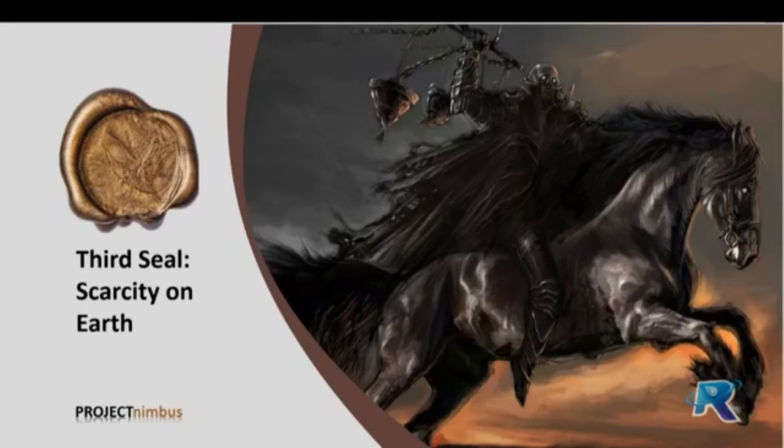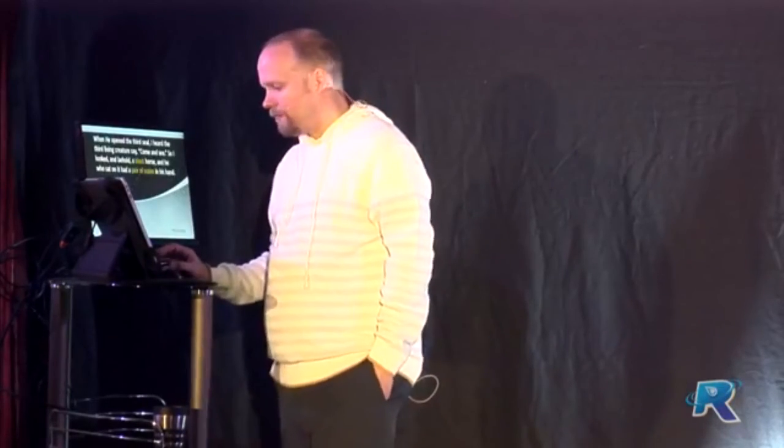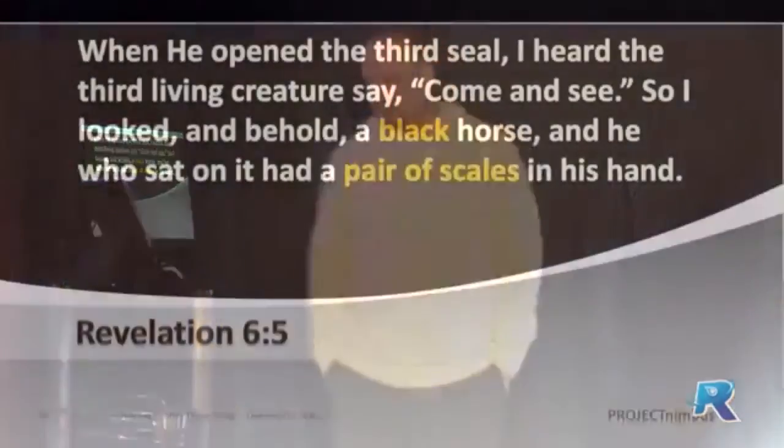Let's talk about this third seal. The third seal is scarcity on the earth, and it is not hard to imagine that if war like that breaks out, that scarcity becomes a very real thing. One other thing that I want to state, I was reading, you know what, I'll hold that one for a minute. Revelation 6:5.